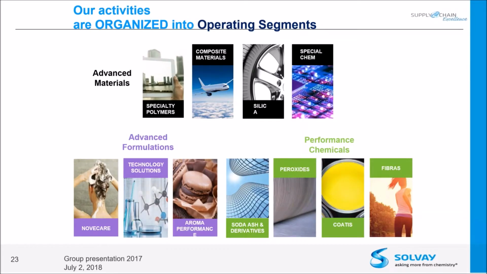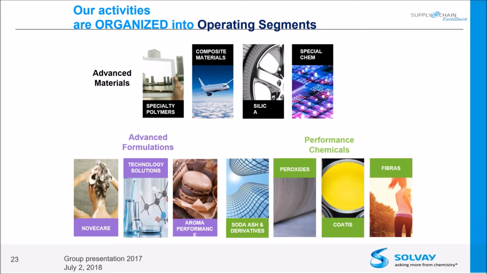So we are organized by different businesses. We have 11 different business units. Each business unit has its own operations, managing their own S&OP. And they are grouped in 3 different segments. The first one that you see is advanced material. Advanced material is developing a material that will impact, for instance, sustainability in mobility, CO2 reduction, or energy efficiency.